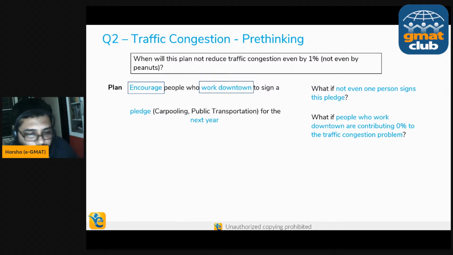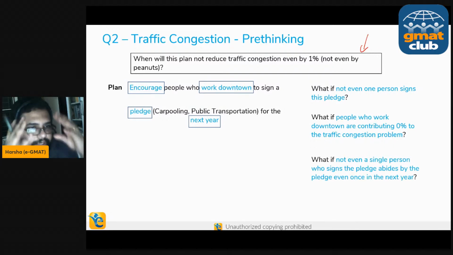That's also possible. Another very interesting thing, and this is what a lot of you thought about, like what if people don't abide? Here's the thing. That's correct, the idea is correct, but it's not as precise. The precise version is, when will this plan not succeed in reducing traffic congestion even by peanuts? That will happen if not even a single person who signs this pledge abides by this pledge even once in the next year. Remember, it's for a whole year.